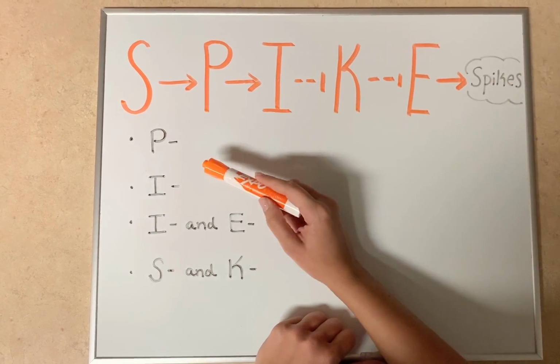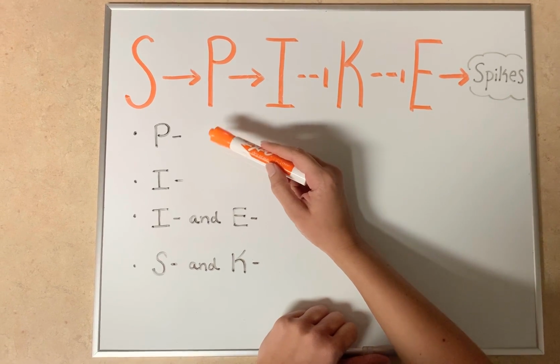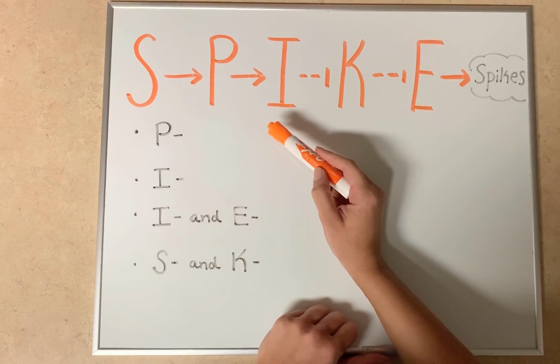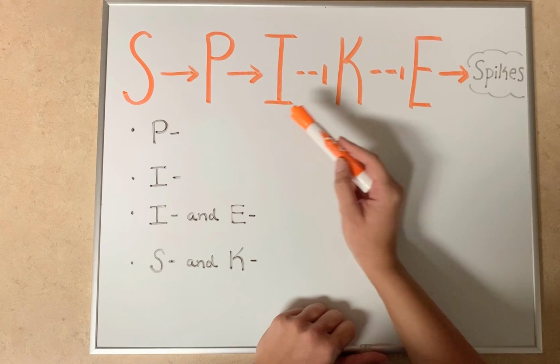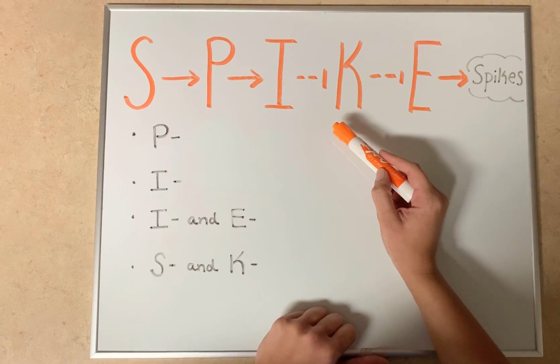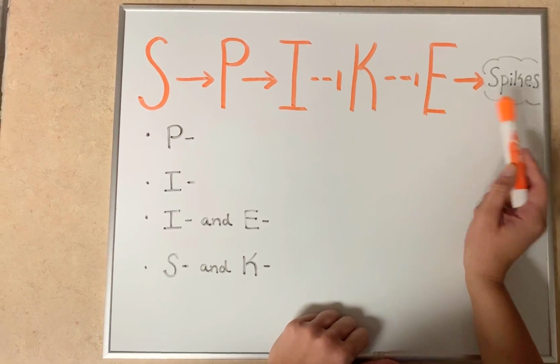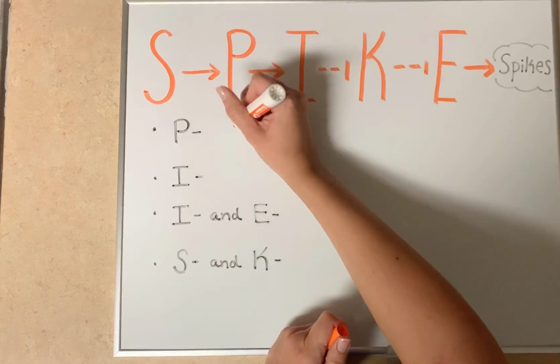First, we have a mutant allele in place of P. Without the P gene product, the I gene cannot be produced, so the inhibition of K does not occur, leading to the repression of E, and the spikes are not produced.